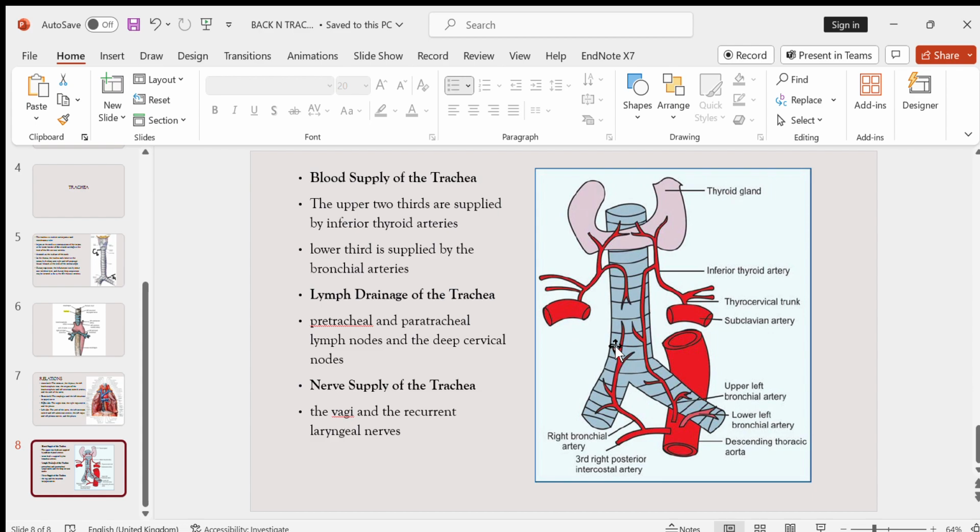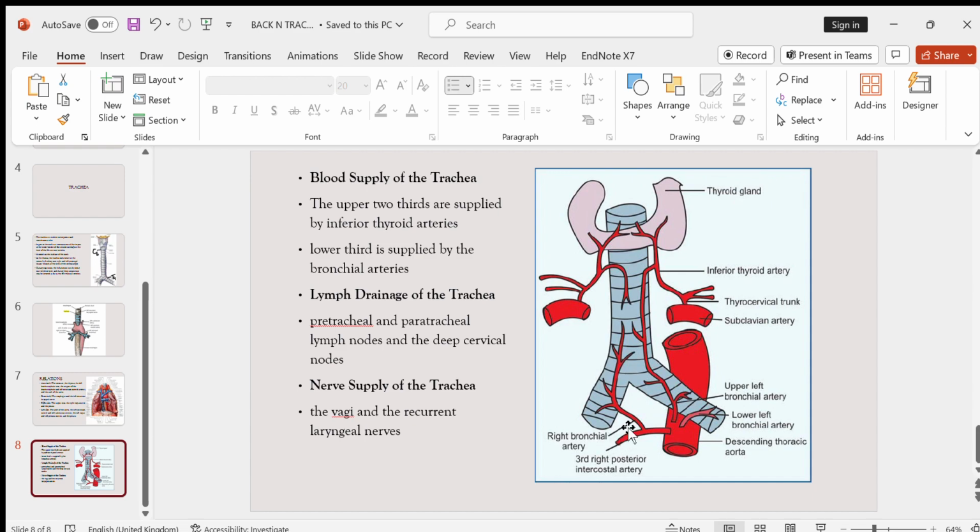The blood supply of trachea is such that the upper part of the trachea is supplied by the inferior thyroid artery, which is a branch of the thyrocervical trunk of the subclavian artery. And the inferior part of trachea is supplied by the bronchial artery, which is a branch from the descending thoracic aorta. So blood supply of trachea is in the upper part by the inferior thyroid artery and in the lower part by the bronchial arteries.